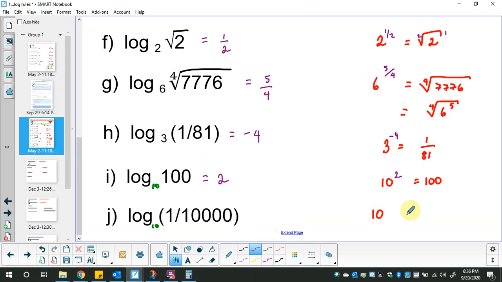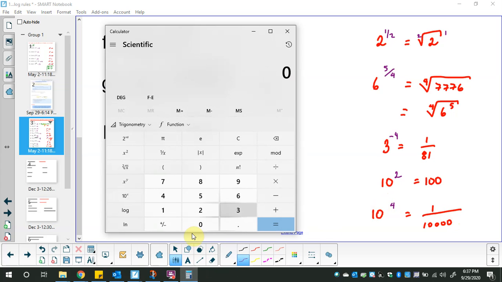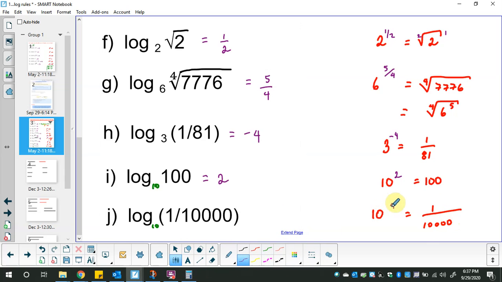Last question on this page, 10 to the something is equal to 1 over 10,000. So you have to figure out how many tens makes 10,000. I believe it's 10 to the 4. See, my number skills are a little rusty. 10 to the 4 is 10,000, but it's 1 over 10,000. So we have that. So a reminder that if there's no number, it's a 10, and you don't have to write it in. You can if you like.